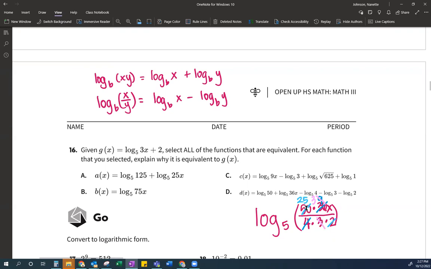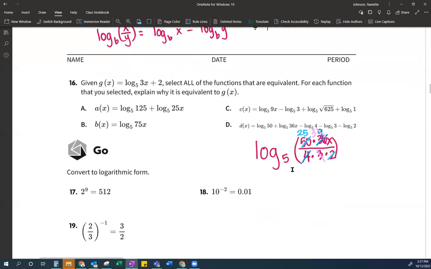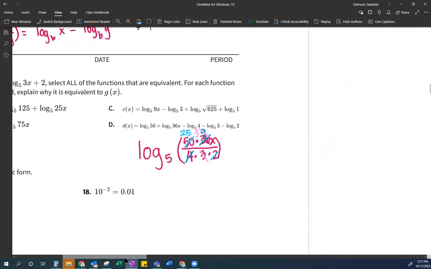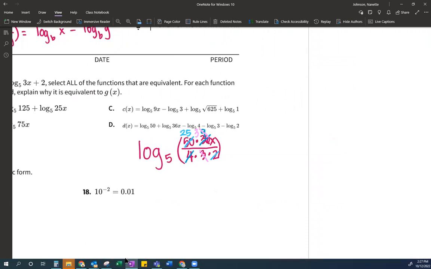Because that 25 fits so well with my log base 5, right? So let me clean this up just a little bit so that it's more neat to look at. So here I still have my log base 5, but now I have, and I'm going to leave it as, 25 times 3x. I like my 25 times my 3x.